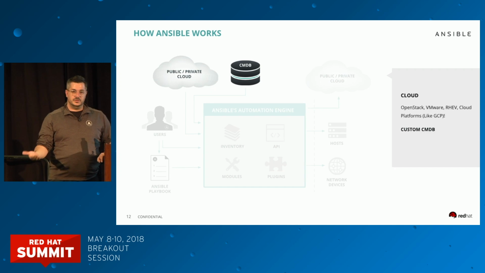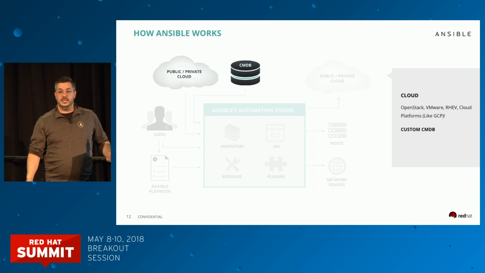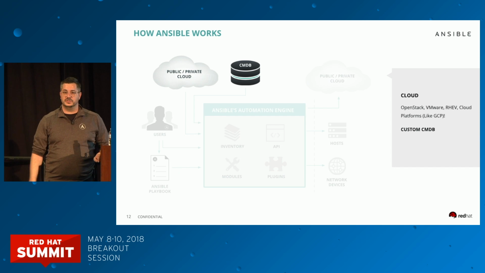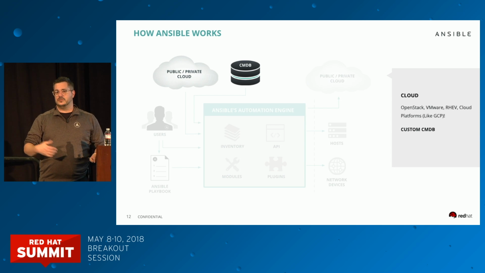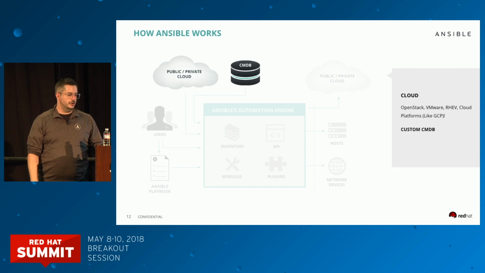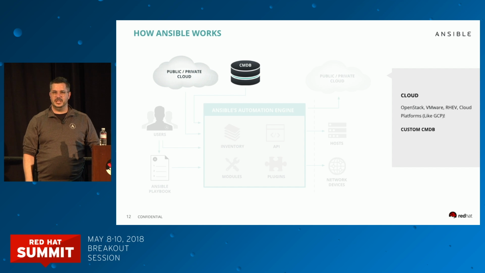You can also extend those dynamic inventory plugins to other CMDBs, like a cloud. So GCP, for instance, you can interact with the API to pull out the instance data for all of the instances in GCP or for any other various cloud, like OpenStack, Rev, VMware. The list goes on and on of what you can interact with. Any custom CMDB like ServiceNow, so on and so forth.